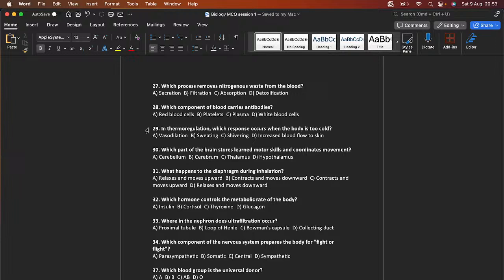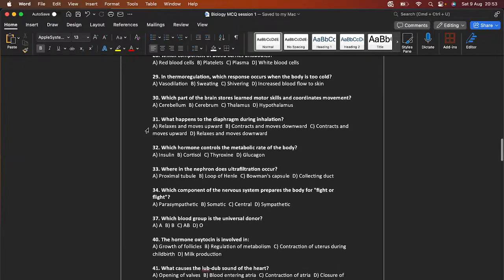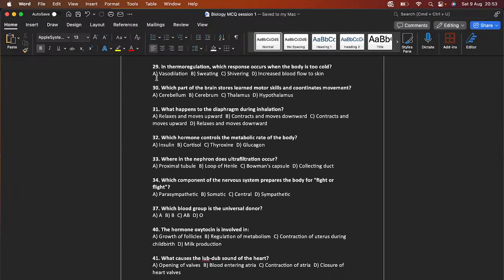In thermoregulation, which response occurs when the body is too cold? We have vasodilation, sweating, shivering, and increased blood flow to skin. So shivering is the right answer here. The muscles are basically contracting, and when the muscles contract, it creates friction, and out of friction, heat is generated. So shivering is the right answer here.